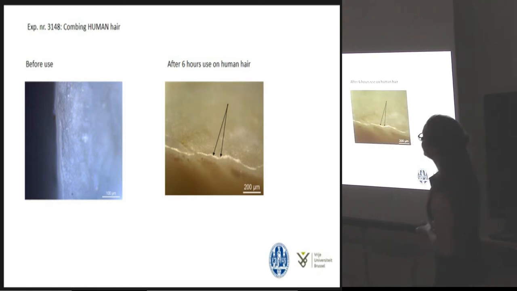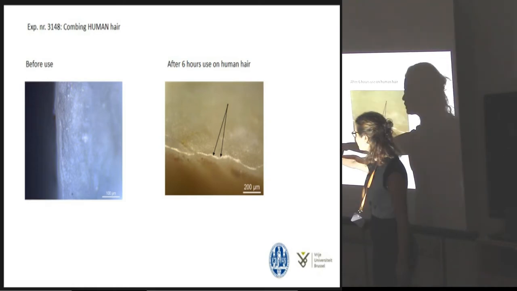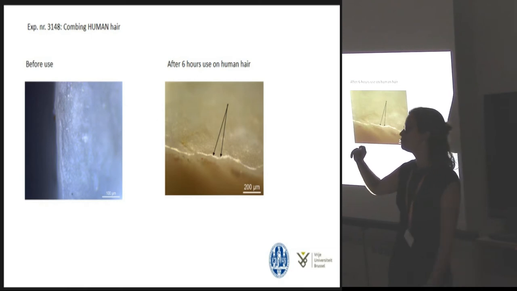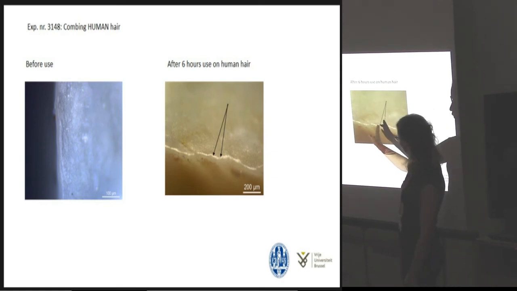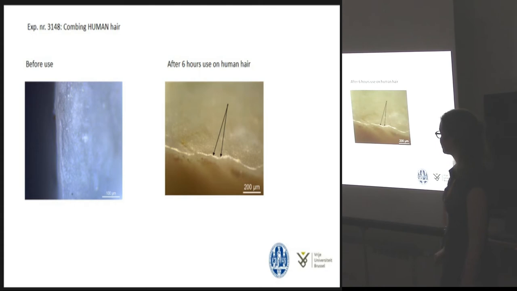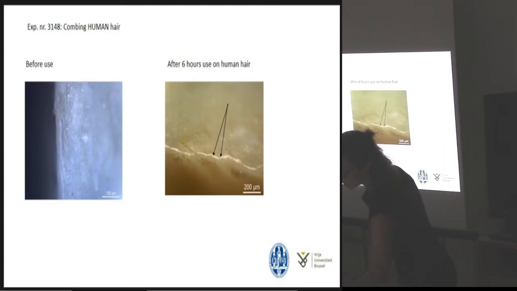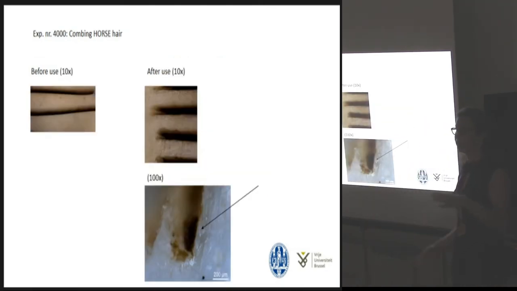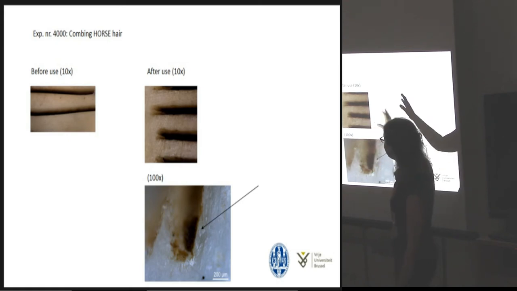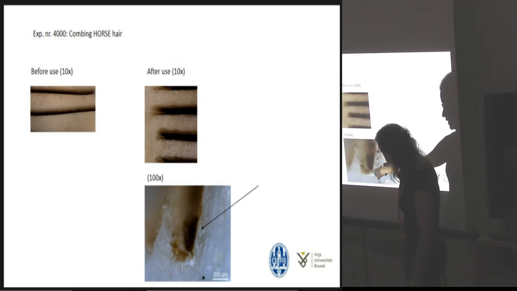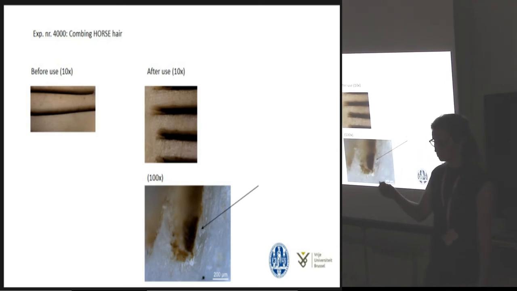For use-wear, I first looked at the teeth of the comb that had not been used, and then I used it for at least 6 hours on human hair, and you could already see some traces, so that was really interesting. I also used the comb on horse hair, because in the literature, they think some big combs were used on horses. And there you also see, after 6 hours of use, that there are traces, and those traces are deeper and a bit wider.